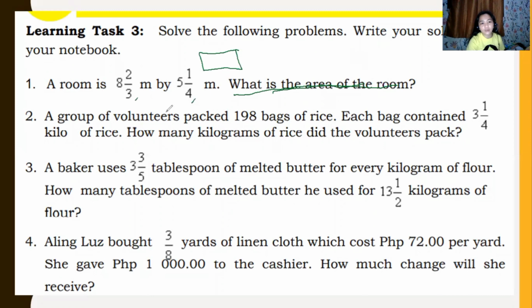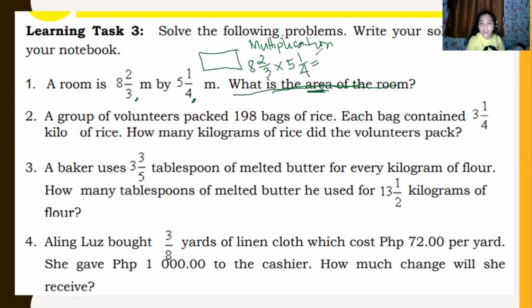And what are the given? We have the given 8 2/3, 5 1/4 meters. Yun po yung given. So, pag area ng rectangle ang tinatanong, what operation will be used? That is multiplication. Now, let us write the number sentence. We have 8 2/3 times 5 1/4. So, pwede ba nating i-multiply yan?